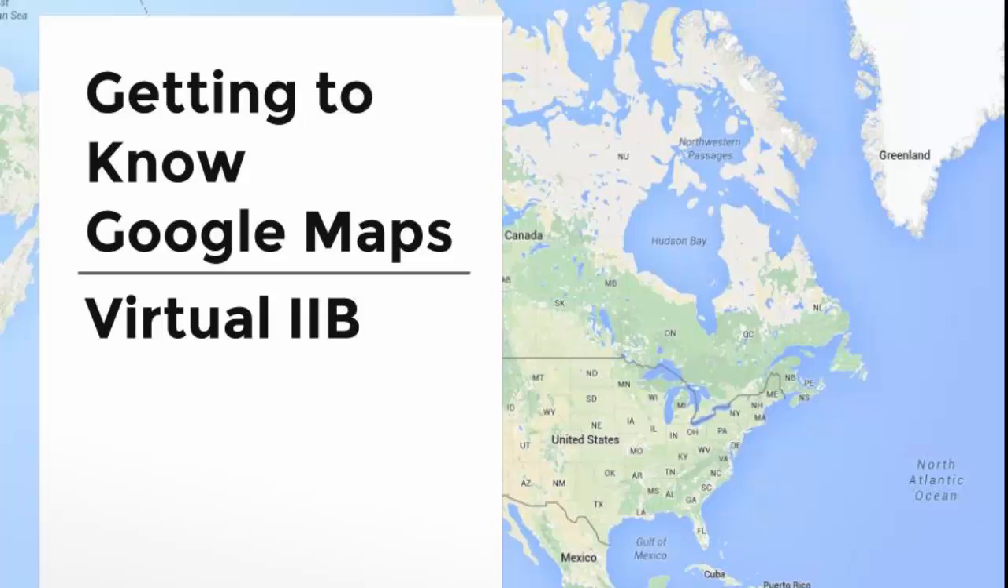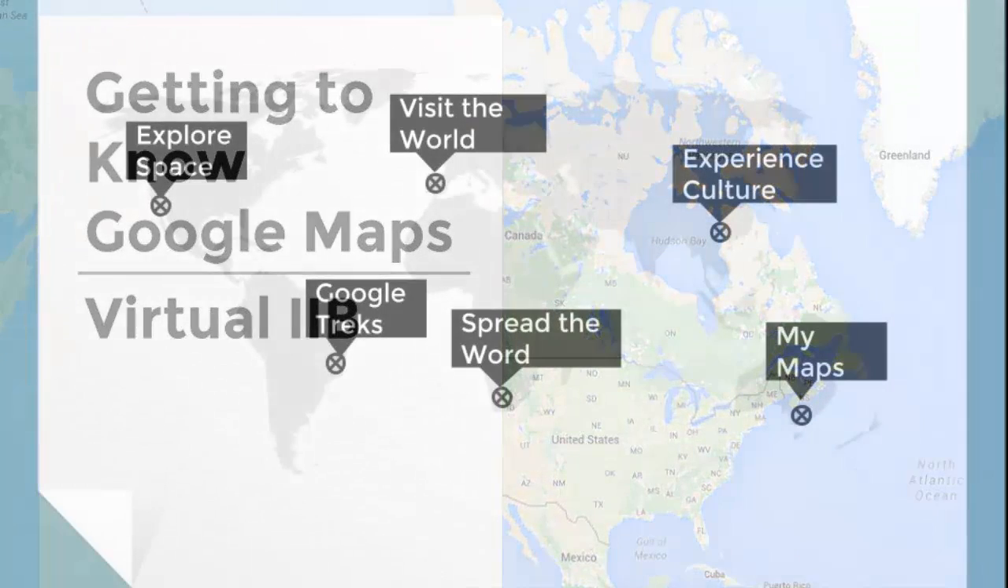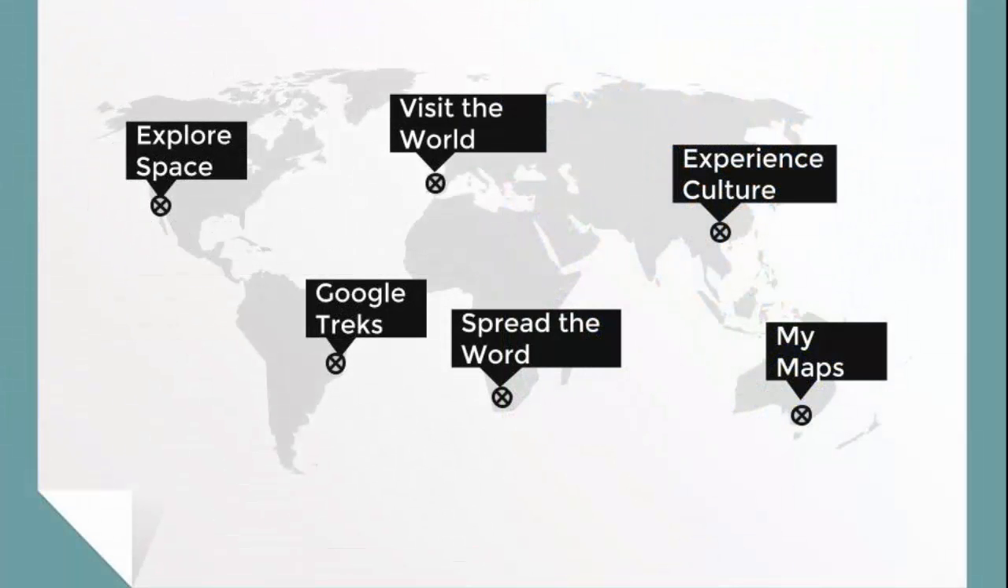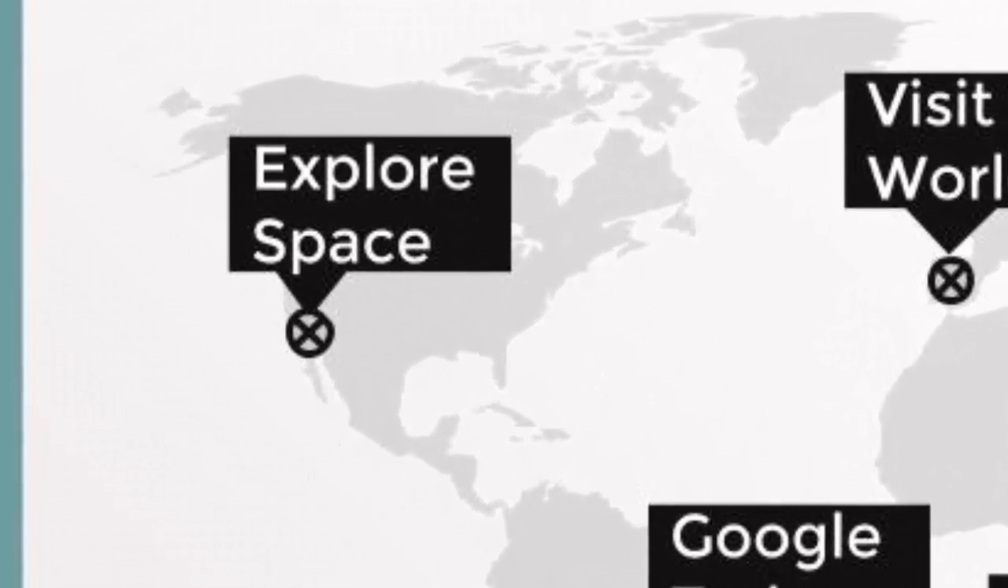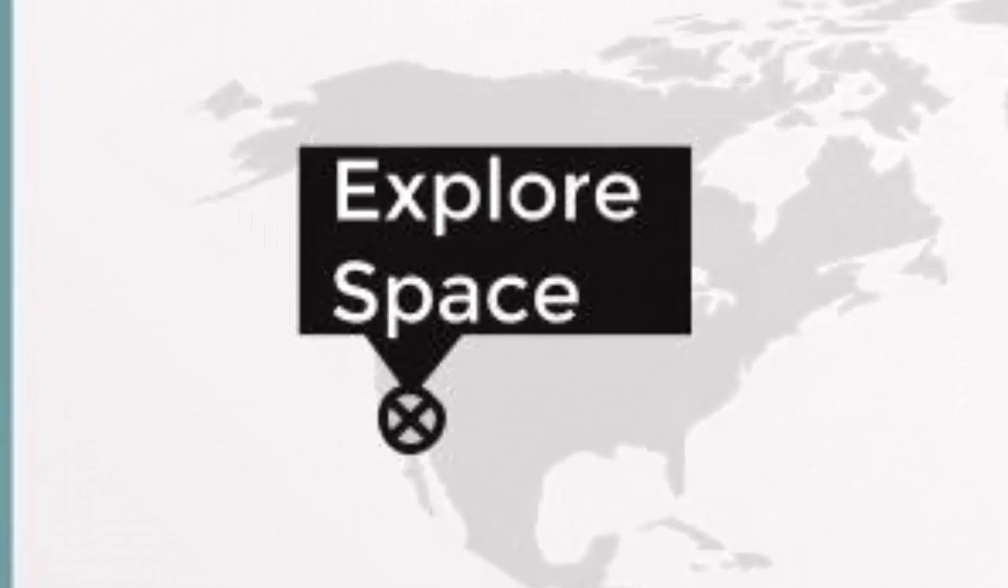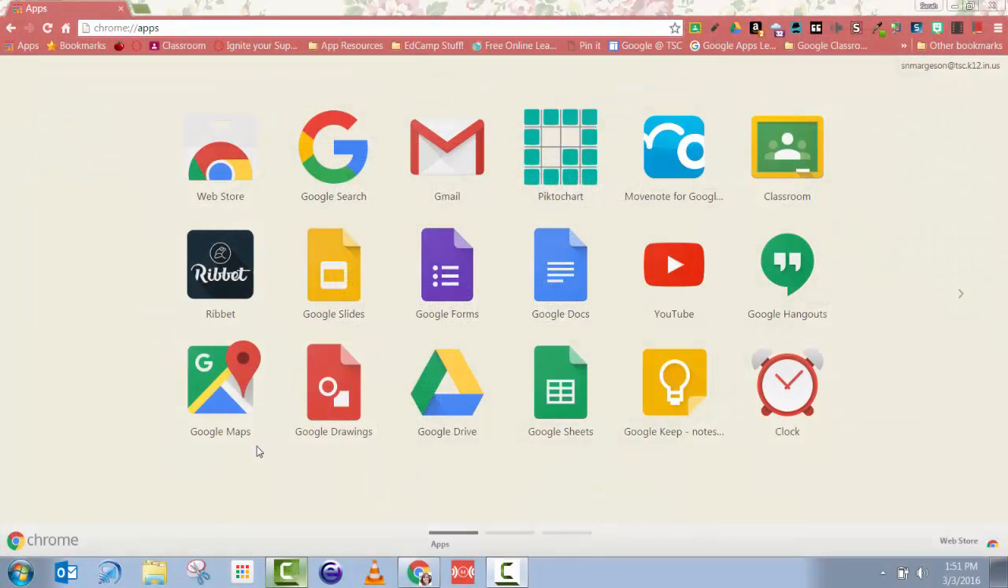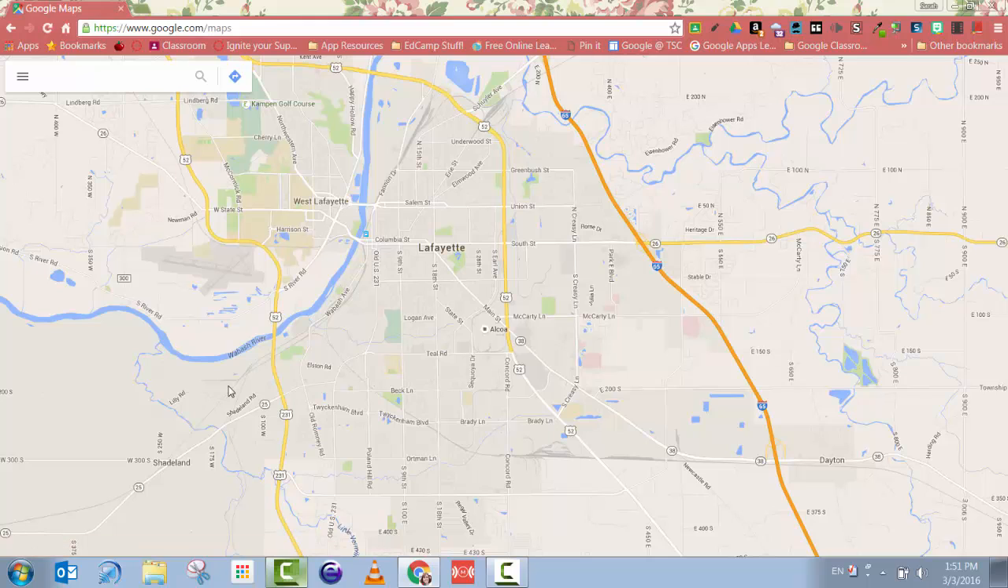Google Maps can be accessed by visiting google.com/maps or through your Chrome apps page. So when you first get into Google Maps, you will be looking at a map view.